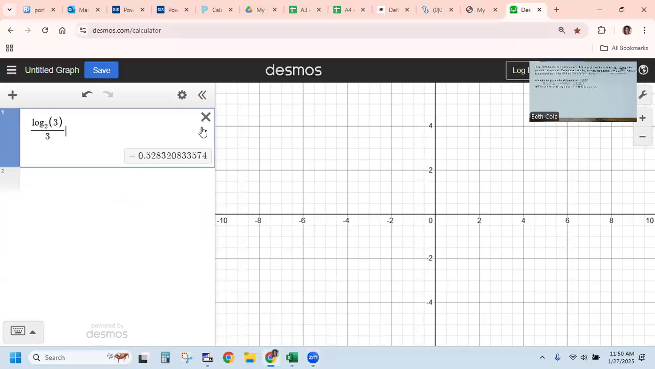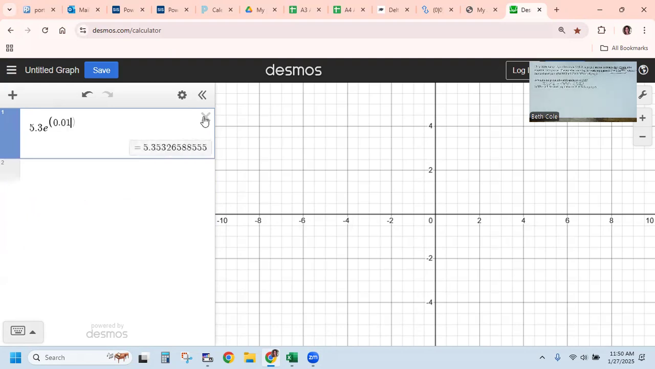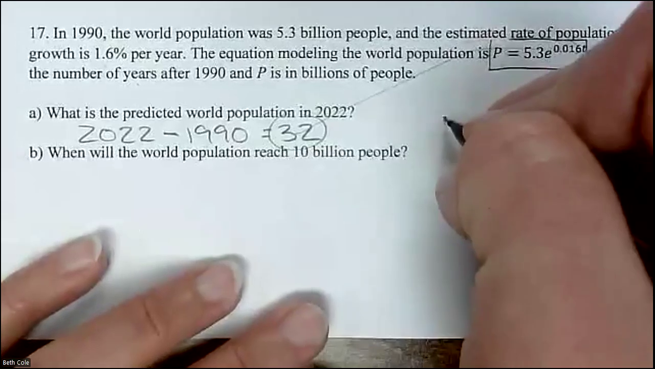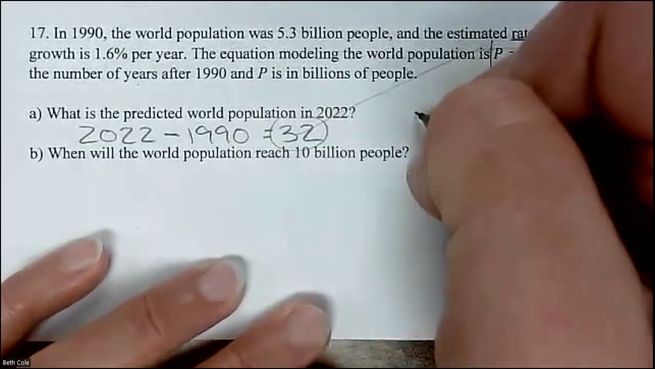Let me get rid of all this. 5.3, oops, 5.3 e to the power, oh gosh, what is that? 0.016 and then times 32, 8.843. So 8.843 billion.